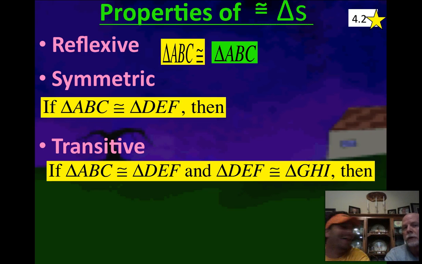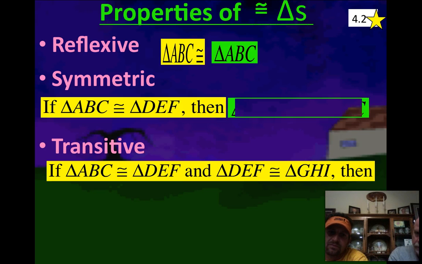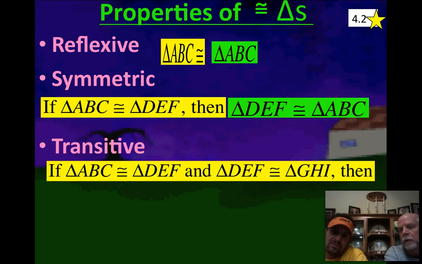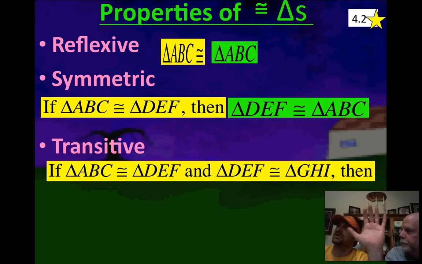The symmetric property just flips it. It just flips the order around. So if ABC is congruent to DEF, we just flip that around, so DEF is congruent to ABC. It's kind of like saying this hand's the same as this hand. If I switch my hands, they're still the same. It's a two-dimensional object. They're still the same, guys. Doesn't hurt anything.